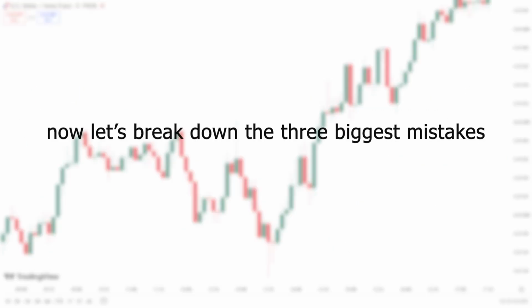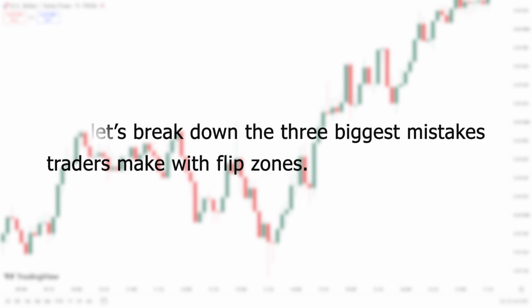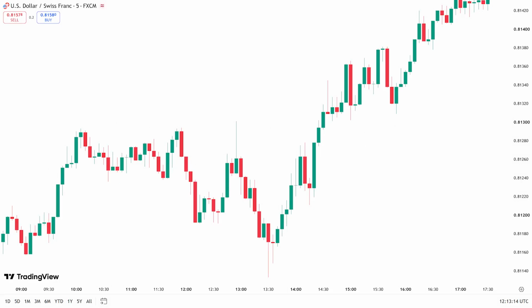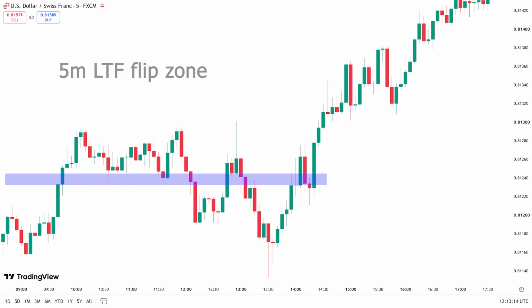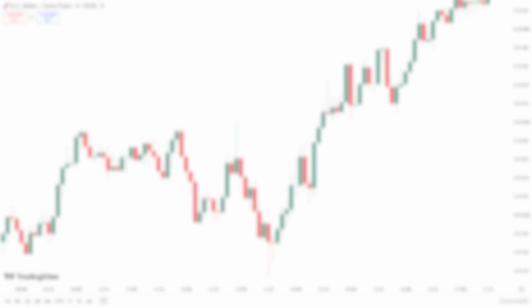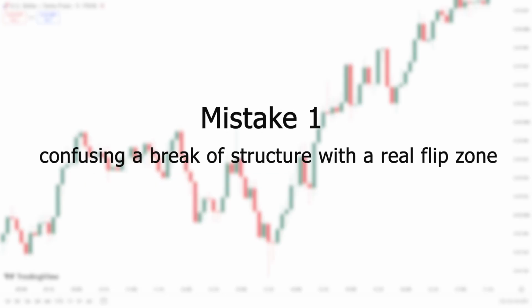Now let's break down the 3 biggest mistakes traders make with flip zones. Many traders think finding a flip zone is enough, but the real skill is knowing whether that zone is actually valid. Mistake number 1, confusing a break of structure with a real flip zone.